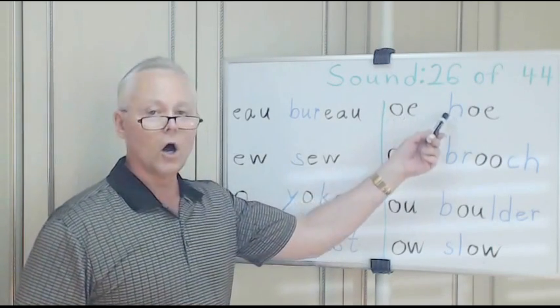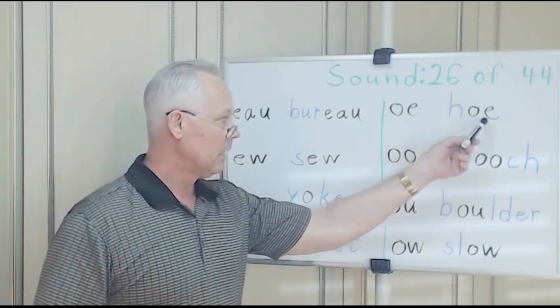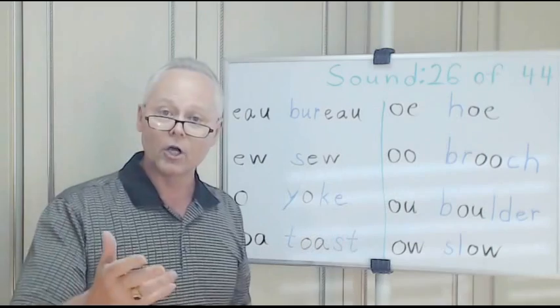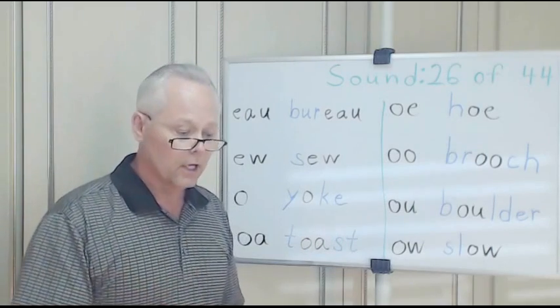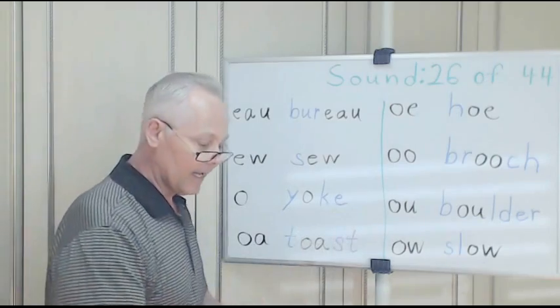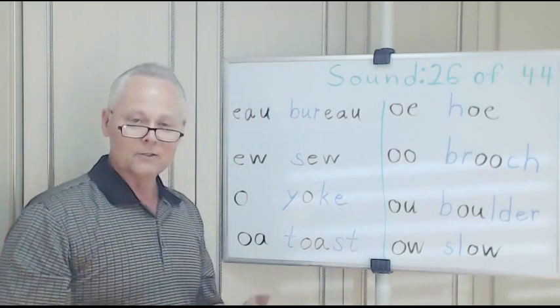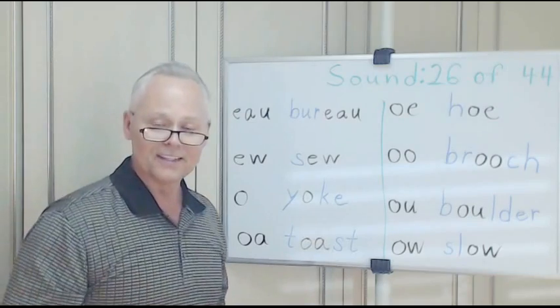How about a hoe? O-E, hoe. You may have a garden and you go out, you take your hoe, which is a hand tool, and you hoe between the rows so that your vegetables grow. A hoe.